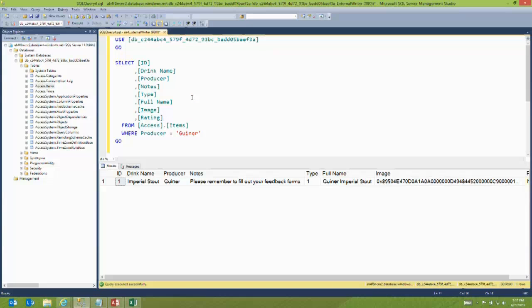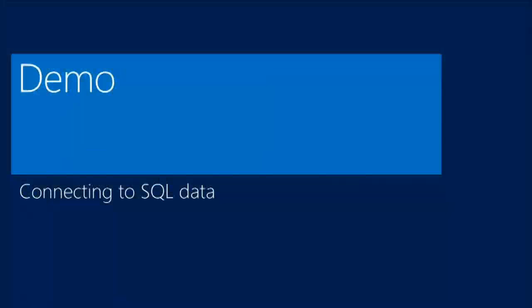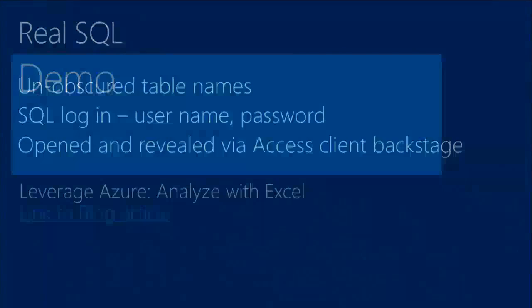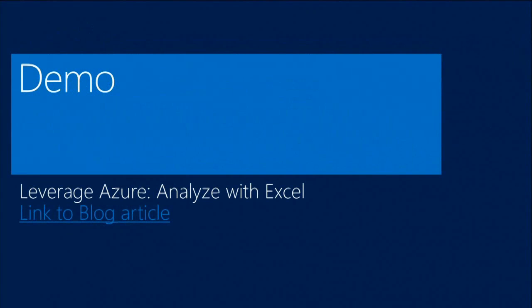So the whole point of this, real SQL behind the scenes, there's no magic happening, no obfuscation. Anything you can do with SQL, you can do with the Access backend. So this opens up some pretty interesting scenarios. Just grab the clicker. So yeah, unobscured table names, open and revealed in the backstage. This opens up some interesting scenarios.